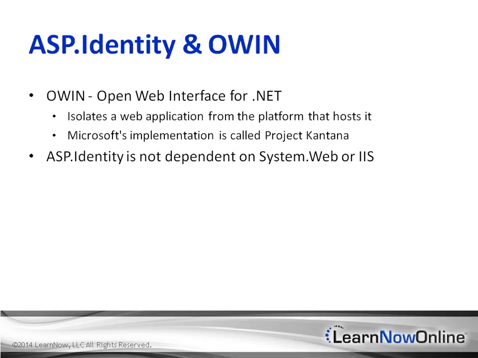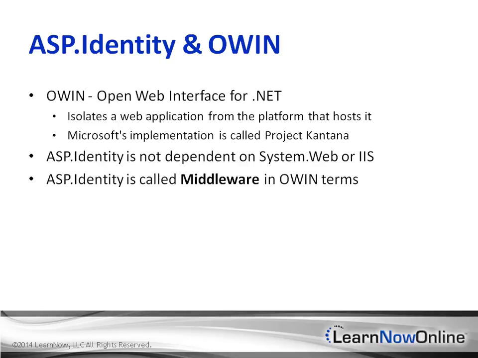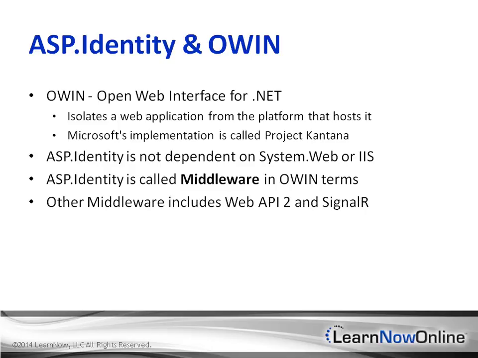Now, ASP.NET Identity is not dependent upon the system.web namespace or IIS. When talking about ASP.NET Identity in terms of OWIN, it's actually referred to as middleware. There are also other examples of middleware such as Web API 2 and SignalR. Both of these are implemented within the OWIN standard. What does that mean? That means that Web API 2 and SignalR are not dependent upon system.web, neither are they dependent upon IIS.